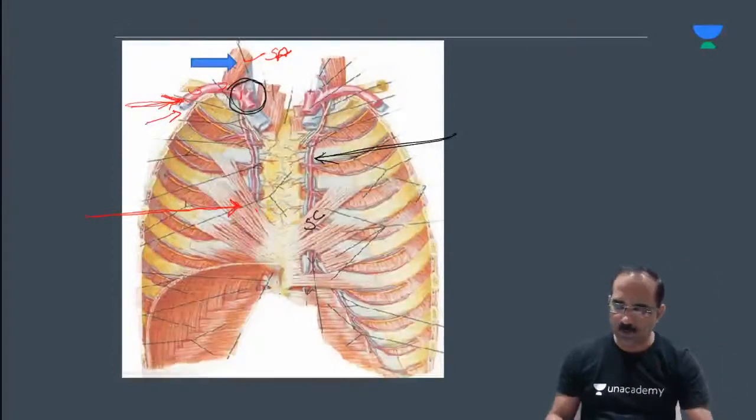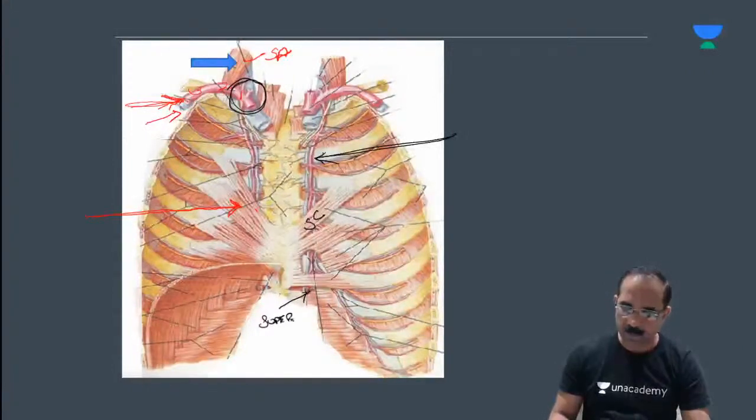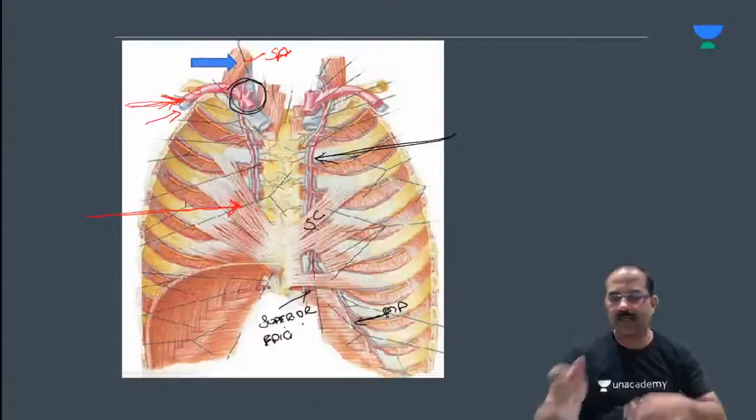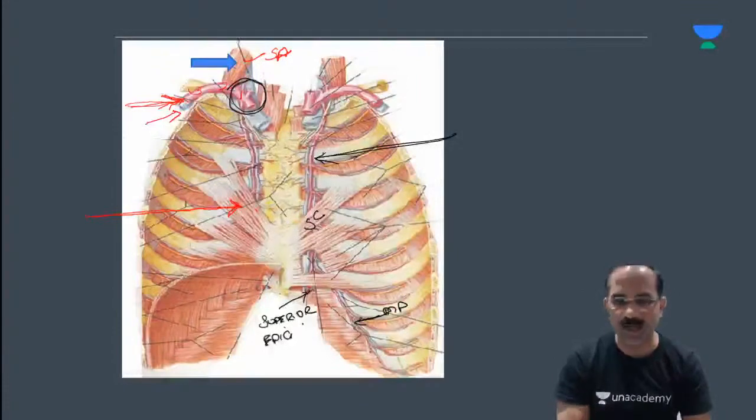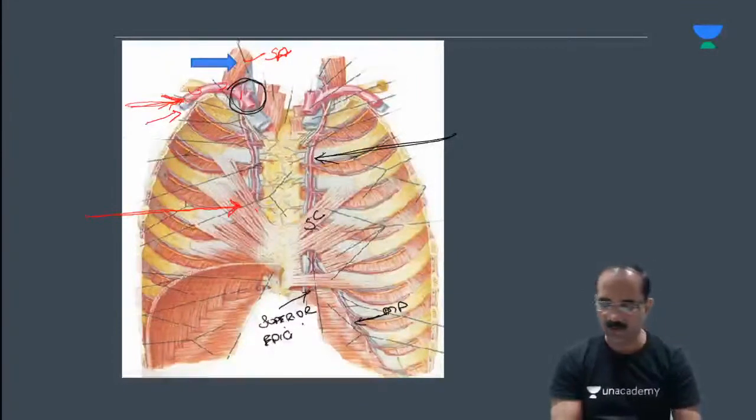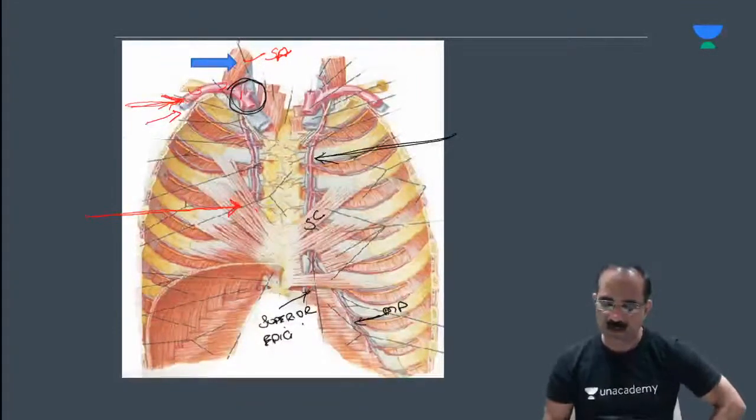It divides into two branches. This is what we call the superior epigastric, and this is the musculophrenic artery. So the internal thoracic artery divides into a superior epigastric and musculophrenic artery. Clear to all of you? This is clear. This you know. Okay. Anything else here? That's it.